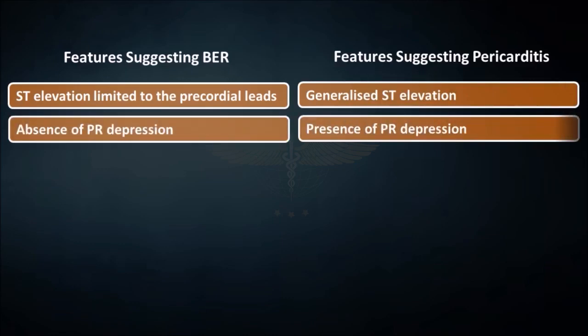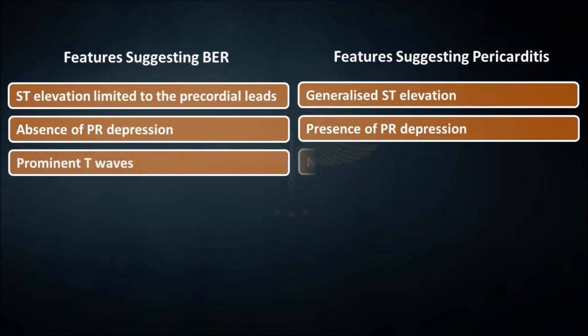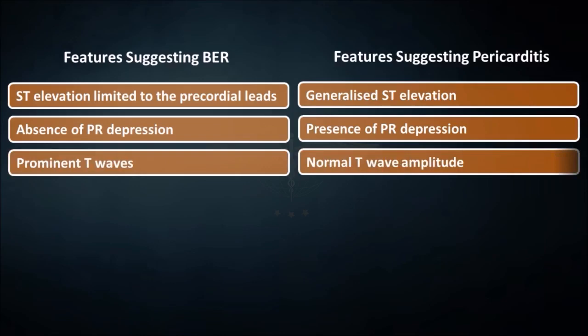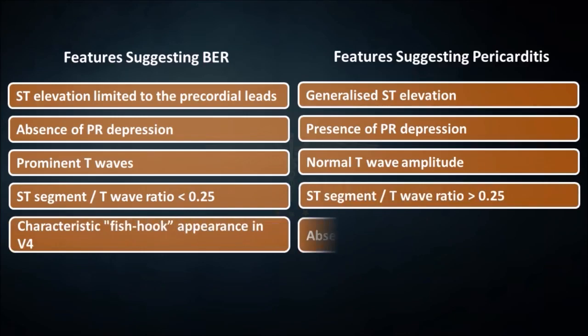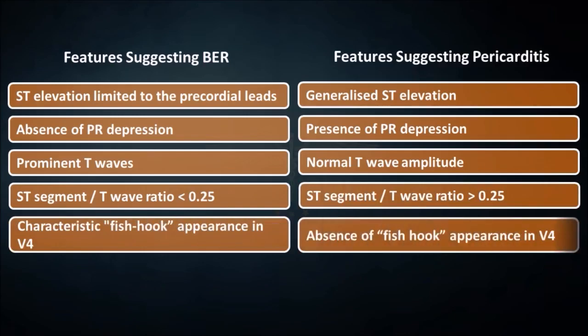Here you find PR depression in pericarditis. Prominent T waves you see in benign early repolarization. Here normal T wave amplitude, and ST/T ratio less than 0.25 in early repolarization, more than 0.25 in pericarditis. Fish hook appearance is more common in early repolarization, and in pericarditis you don't see the fish hook pattern.